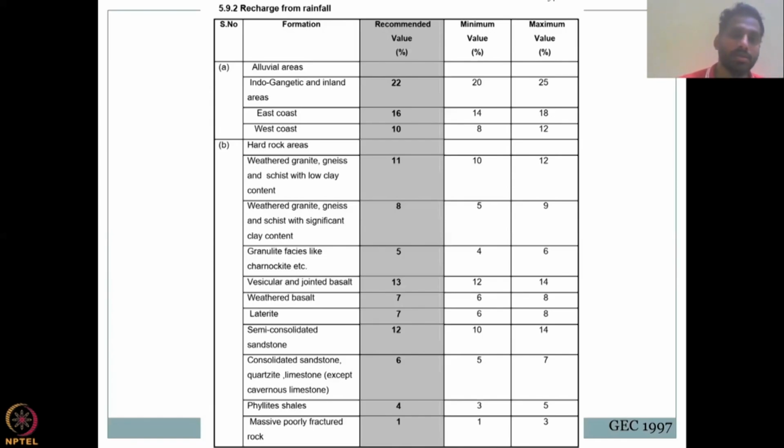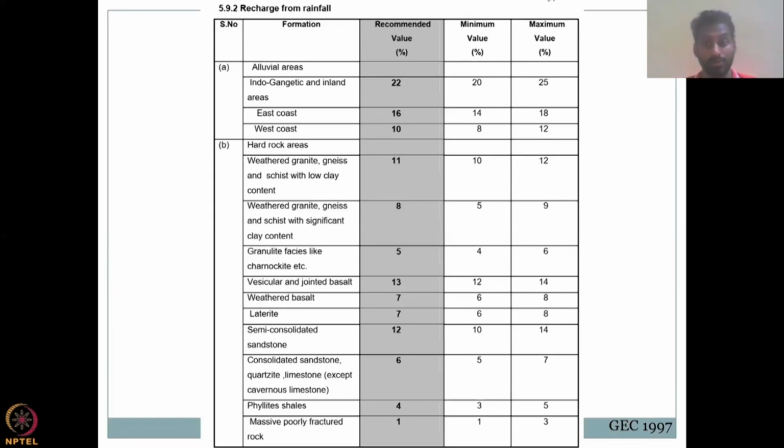And you could see that there are multiple types, whether granite, granulite, vesicular basalt, laterite, etc. And depending on the rock type, there is a fracture percentage. All this has been done by GSI and other studies across the world. And they have estimated how much infiltration happens and how much of that goes further into groundwater recharge. And this is the value. So 11% of the rainfall, 8% of the rainfall, etc.